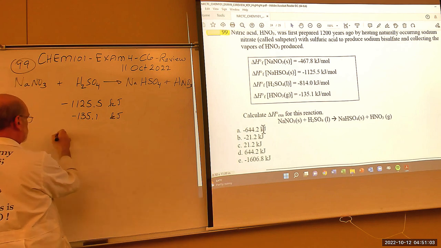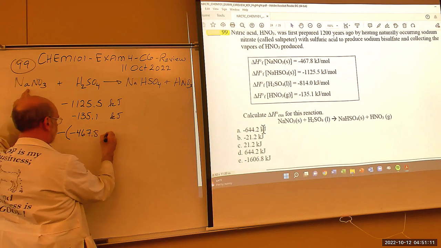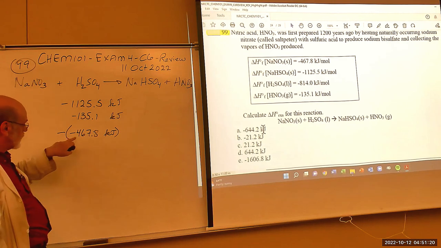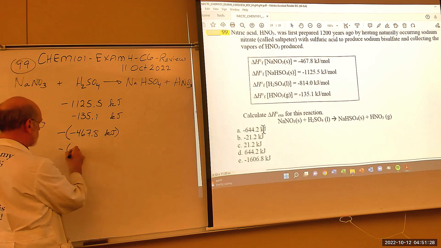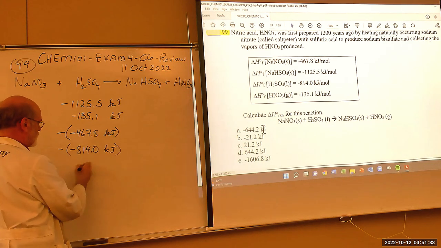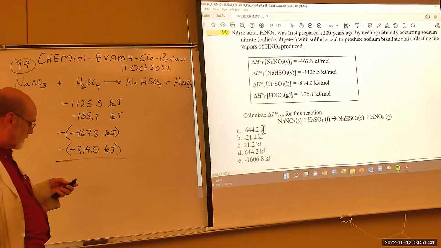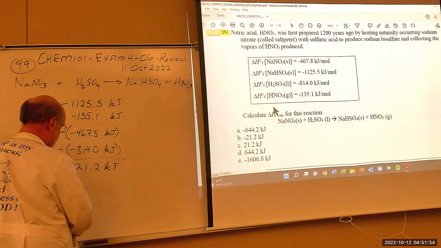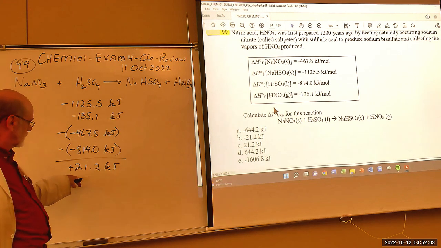Now we're going to subtract sodium nitrate, which is -467.8. Notice that I put a negative out here because it is a reactant, and the reactants get a negative sign. So a negative on a negative makes that positive. And then we're also going to subtract sulfuric acid, which is -814.0. There you go. So do the math. Add them all together, and you should end up with C, 21.2 kilojoules positive. That means that this reaction is endothermic. It absorbs heat.